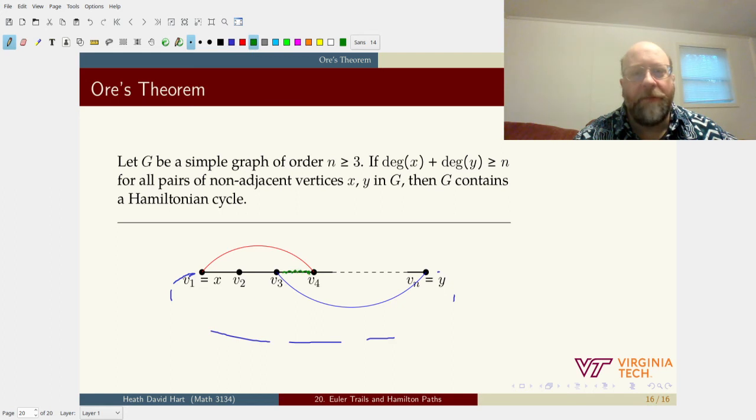So for every edge in this path, I'm sorry, between vi and vi plus 1, we're going to look at the two edges that would connect the second vertex back to the beginning, or the first vertex back to the end. We're claiming that one of these edges has to be missing. So H cannot contain both of these edges.